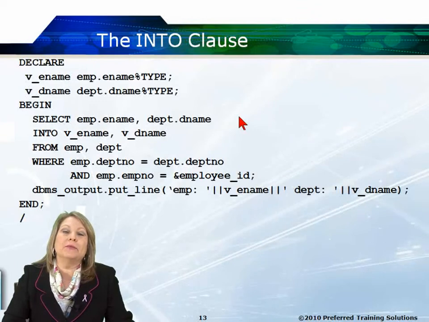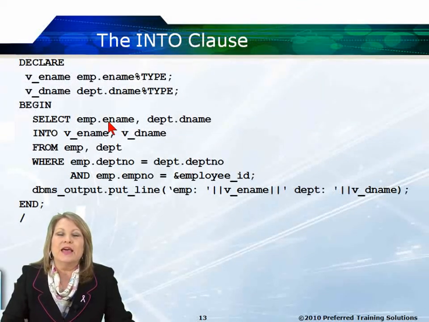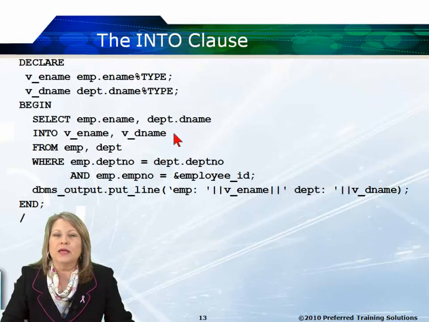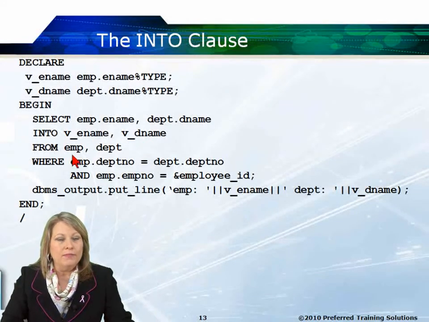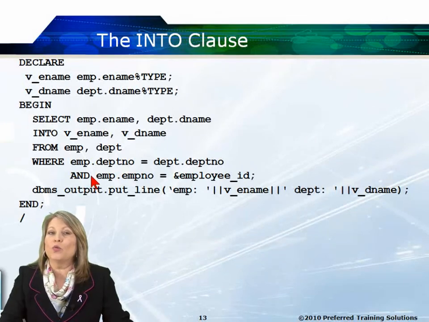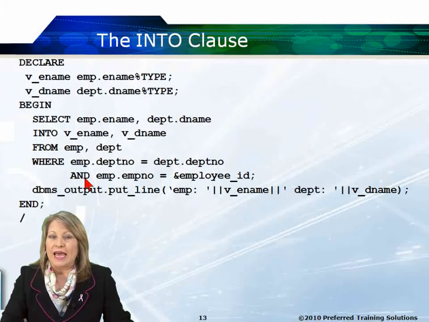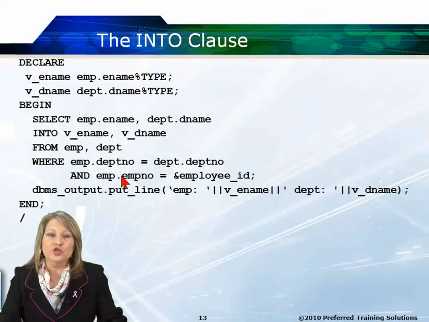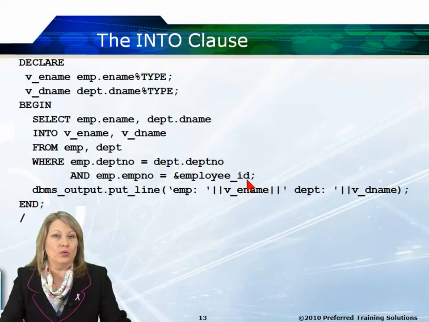Now what your SELECT statement is going to be doing is selecting the ENAME from the EMP table and the DNAME from the department table into the two variables that we declared above. This is actually an example of a simple join being performed here. The join condition is where the department number in the employee table is equal to the department number in the department table. And then, of course, we need to be careful that we're only getting one row. Therefore, this AND condition is going to ensure that we are looking for a single employee number.